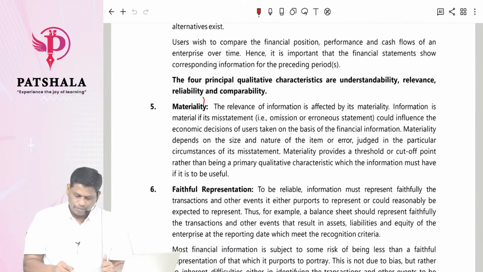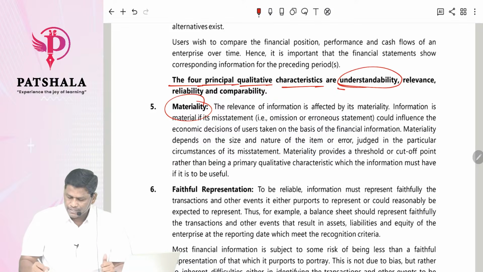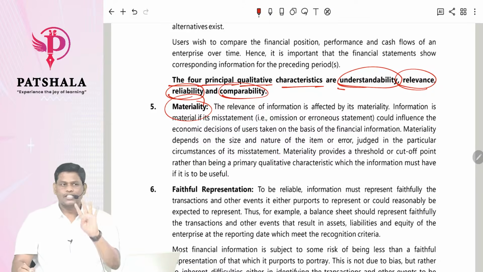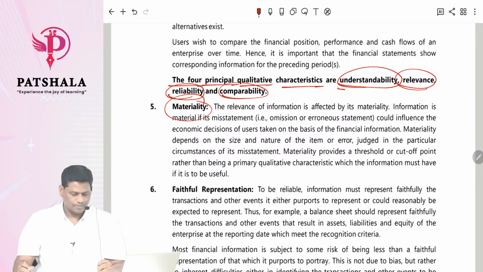Then we have materiality, and here you see the four principal qualitative characteristics are understandability, relevance, reliability, comparability. These are the four basic principles. Then materiality. Important or essential information will be given, unimportant and unessential will not be given.